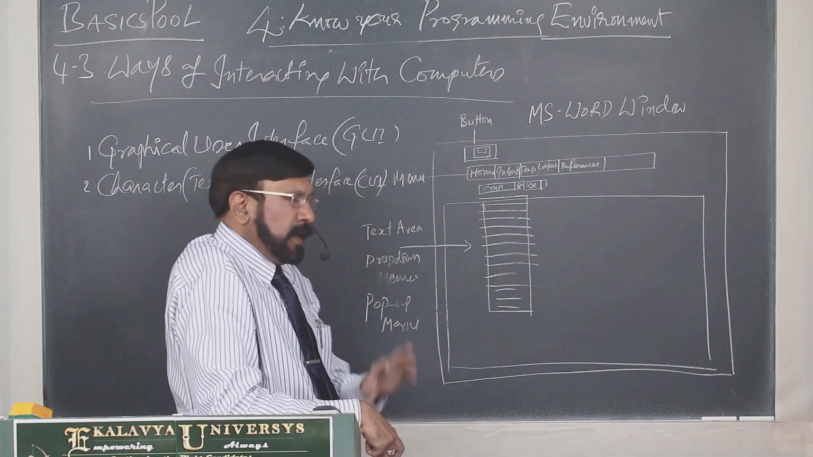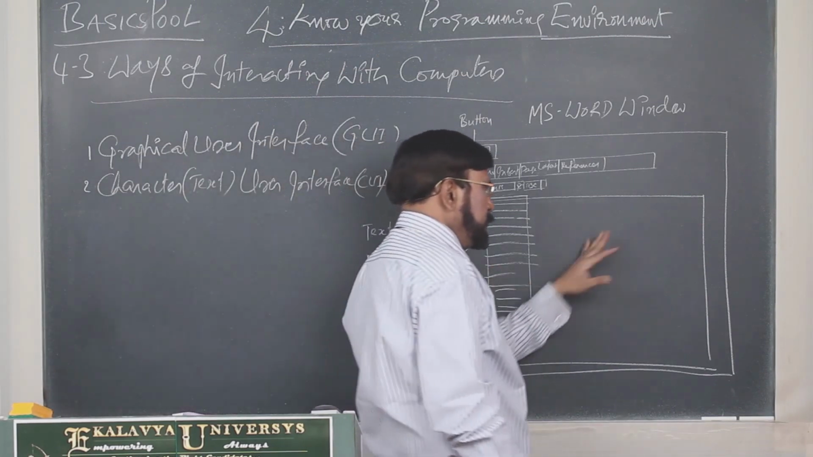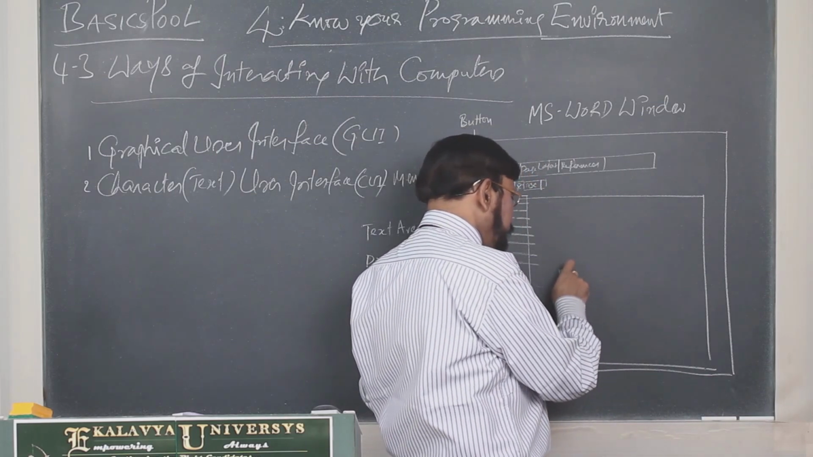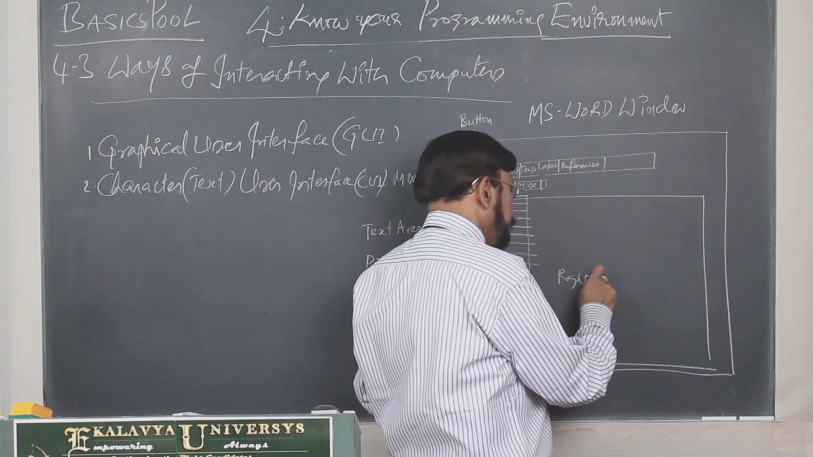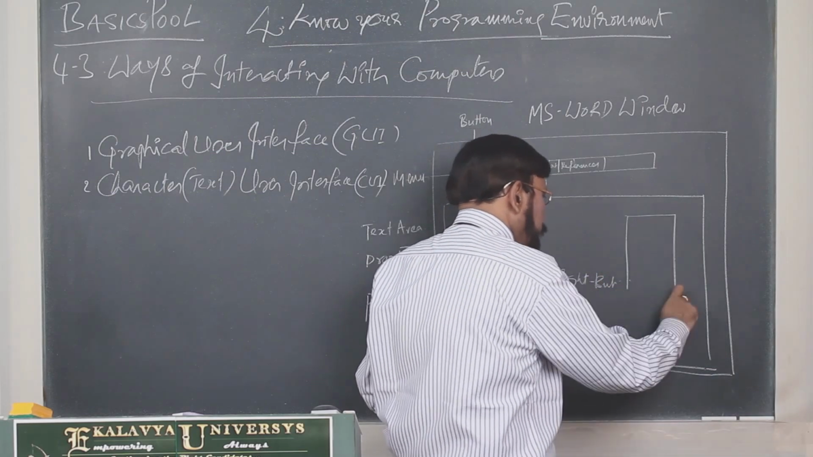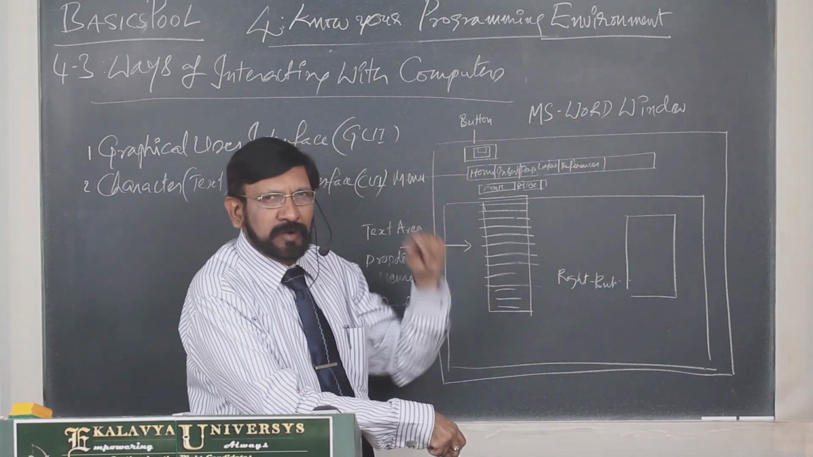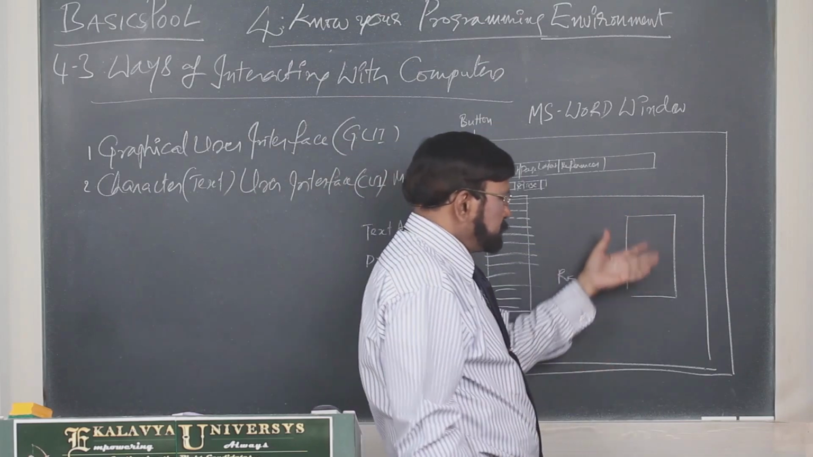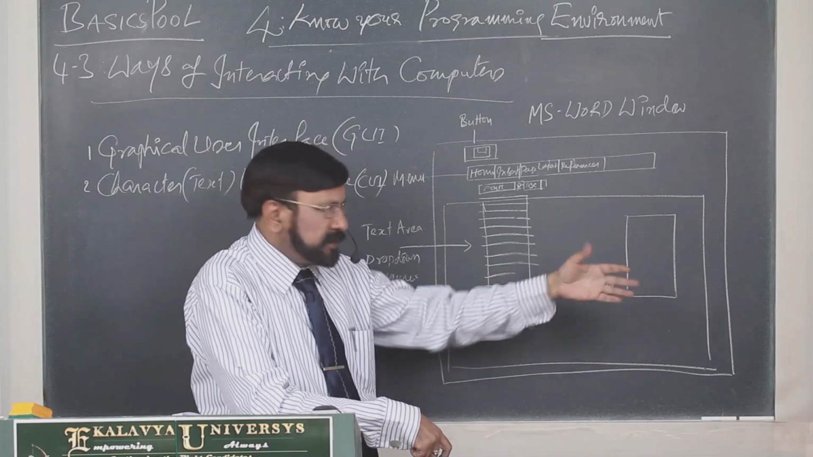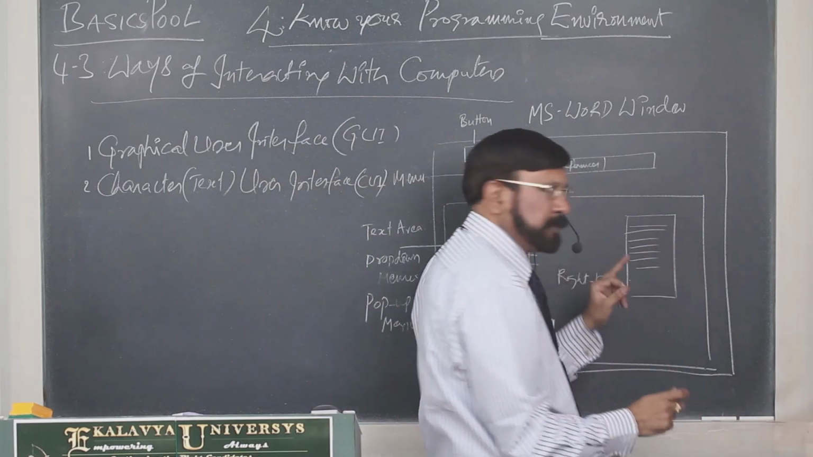And one more menu is there, that is the pop up menu. Actually, this is a text area. If you press the right button of the mouse and click, then one menu is popped up. With reference to this MS Word, this pop-up menu consists of all edit commands, such as cut, paste, edit, etc. Options are available here. This is called a pop-up menu.